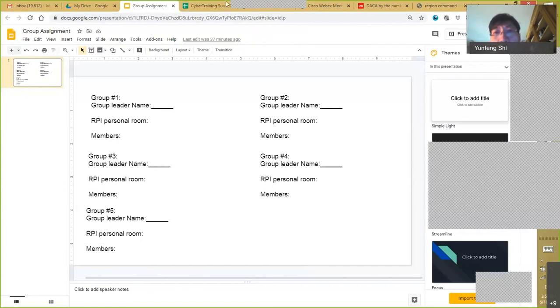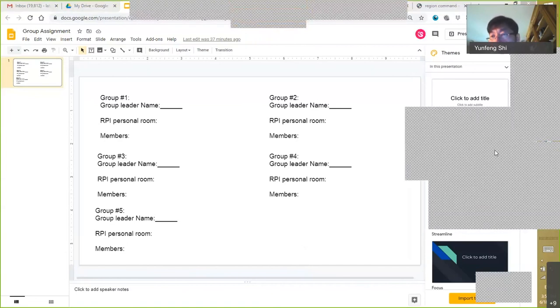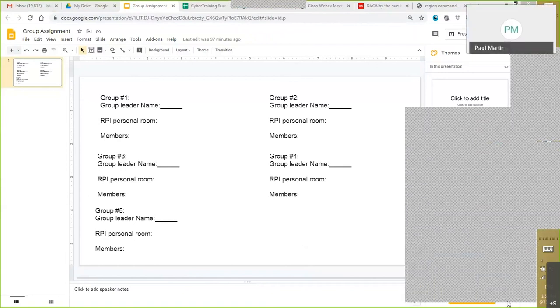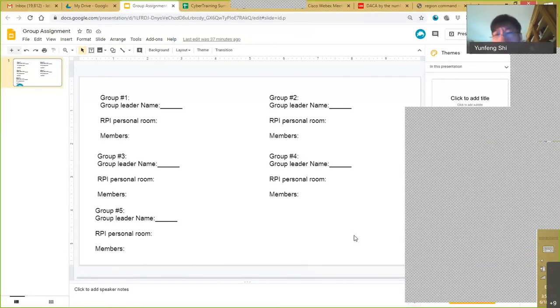How many students do we have here? It looks like we only have a handful. Oh, right? Okay, that's fine. That's even better. So maybe we don't need this. I think 10 we can handle. Yeah, then we don't need this.